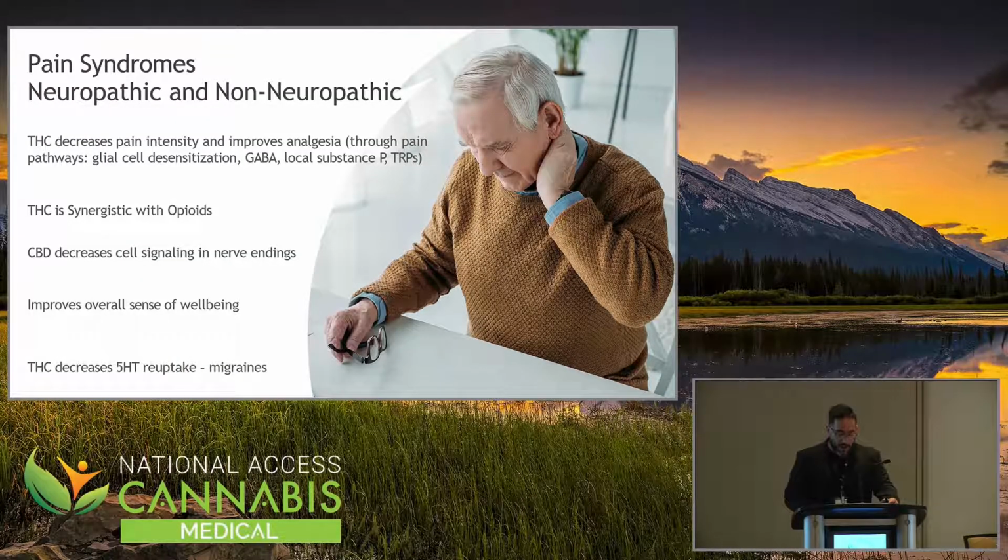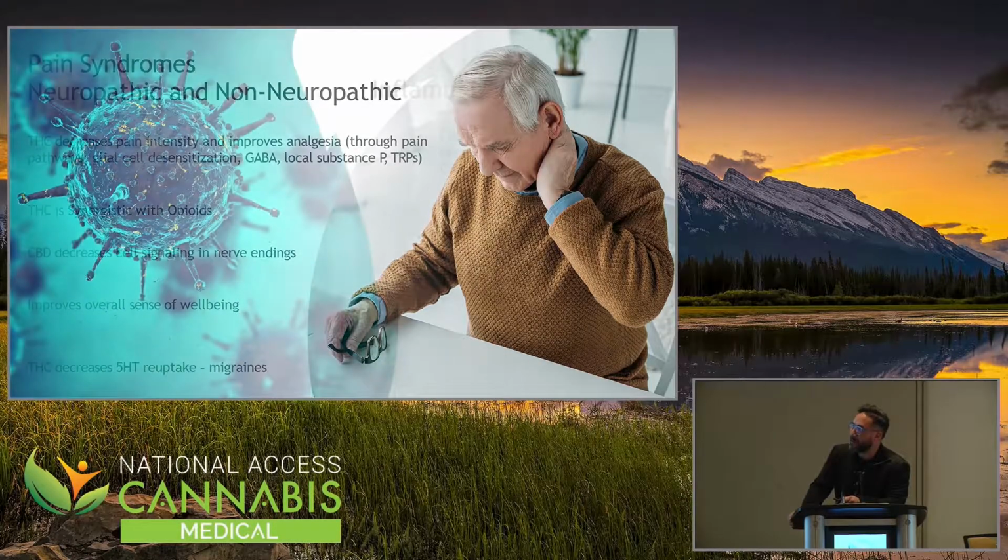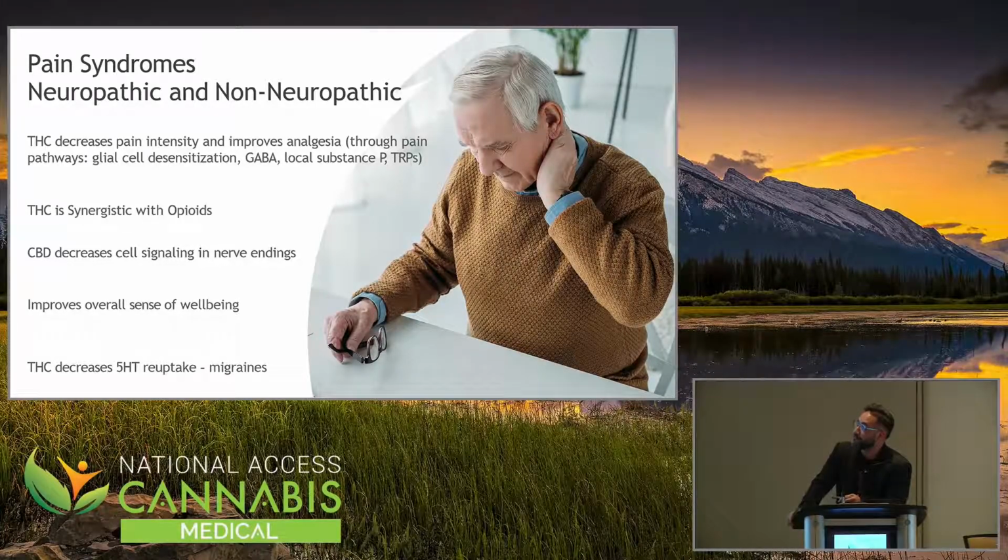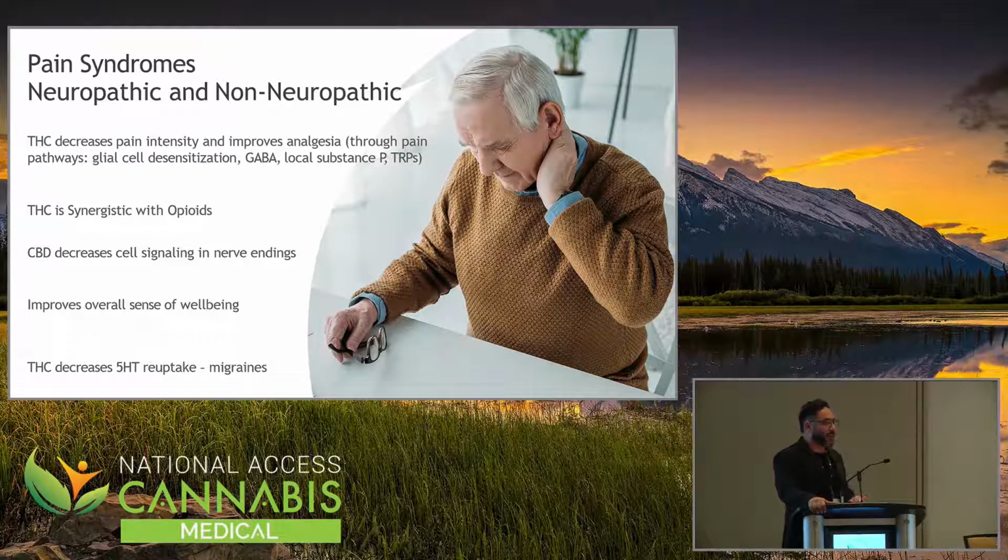So how does cannabis help? Where does it help? Pain syndromes. Neuropathic and non-neuropathic pain. THC decreases pain intensity and improves analgesia. We know that. It does it in a couple of ways: through pain pathways, of course, but also glial cell desensitization. It helps through GABA, and it helps at the transient receptor protein.